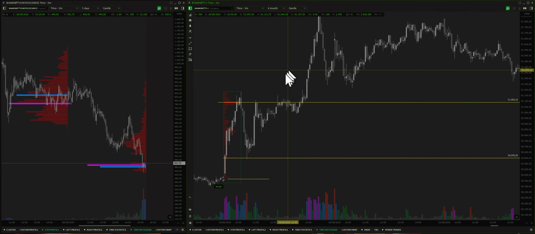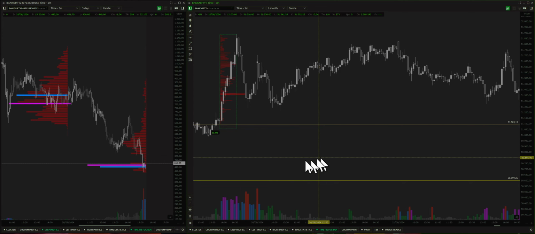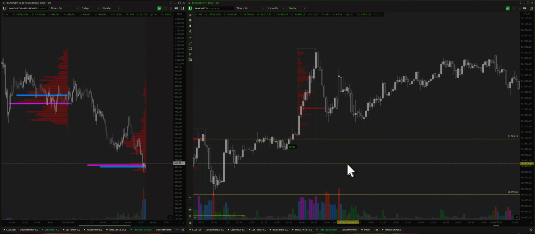Okay. And the next move that we see is somewhere here. We again go to the custom profile, and the next move that you see is somewhere here. Okay, so this is the up move that you see. And what we see over here is the rejection doesn't happen here.